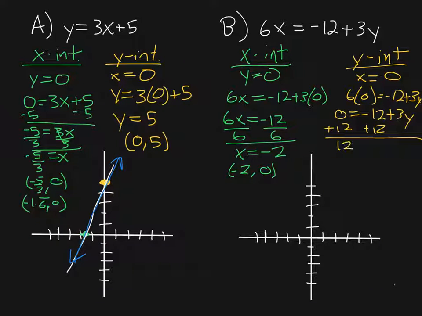We have 12 equals 3y now, and then we divide by 3. And we get y equals 4, or coordinates (0, 4). That's our y-intercept. So if we graph these, (0, 4) on the y-axis, we got a nice integer here this time. For our x-intercept, we'll put that on the x-axis, (-2, 0), and we will draw a line. A straight line, or at least as straight as we can make it.